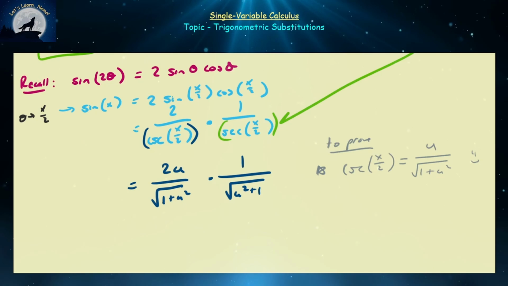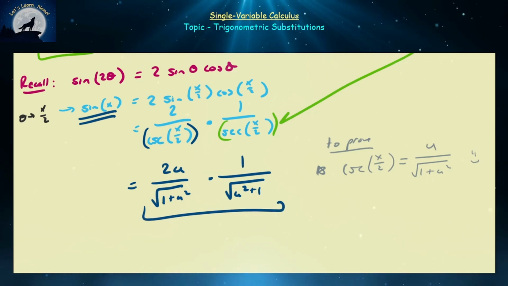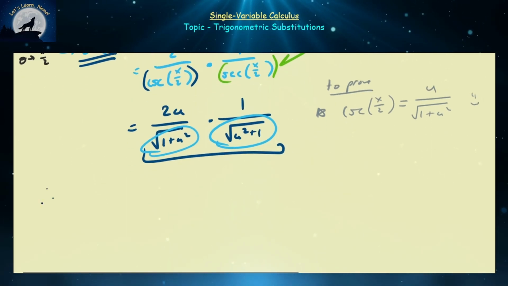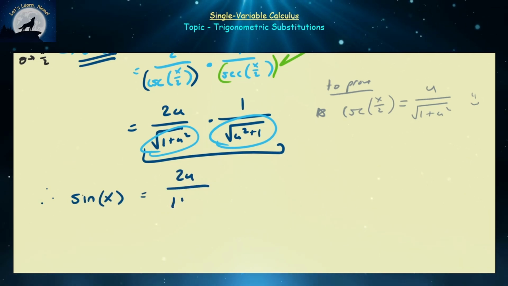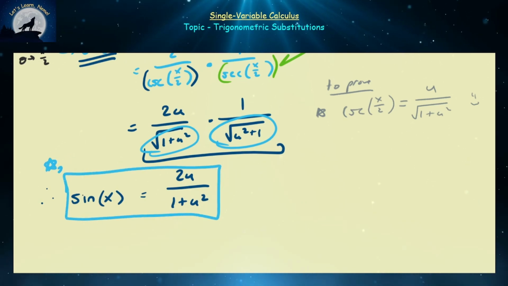Okay? So when we have this, what we have here is that sine is equal to the product of these two fractions. So if we simplify this, notice that the bottoms are both the square root of u squared plus 1. When we multiply the square root of something times the square root of something, you just get something in the end. So therefore, the sine of x is going to be equal to 2u divided by 1 plus u squared. Right? So that's the second important thing that I want to mention.